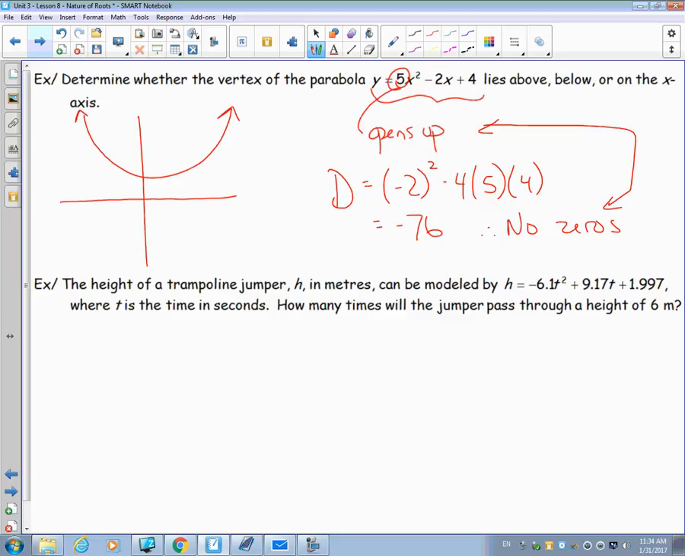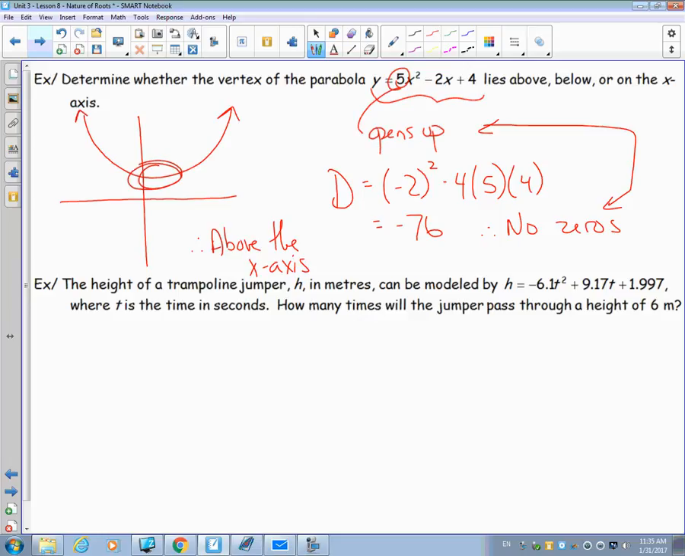And what does that tell us about the vertex? No matter what, it has to be above the x-axis. I don't care what the vertex is. I could go calculate if I really wanted to. I just want to use some thinking, some problem solving. Okay, let's look at the next one.